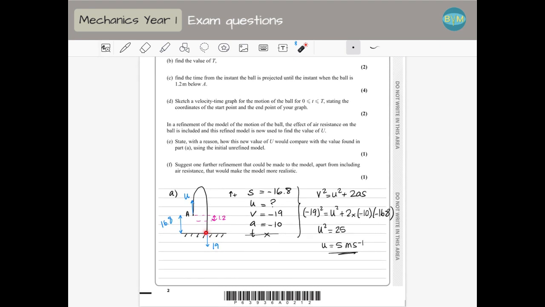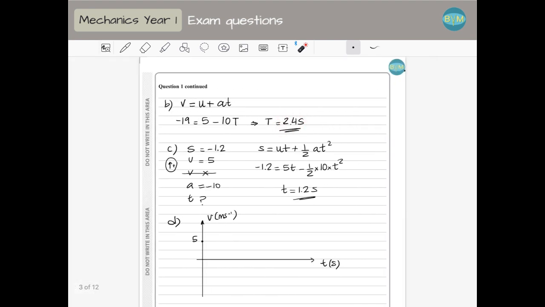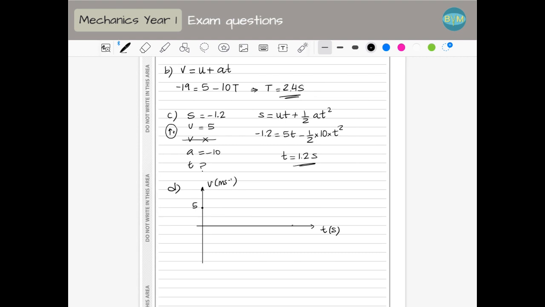Remember, final velocity is 19, but it's negative because it's in the opposite direction. So positive and negative velocity just means that it has changed direction, nothing else. And that happens when t is 2.4 seconds, right? So my final point is when t is 2.4 seconds, my velocity is -19. That's my final point, that's my initial point.